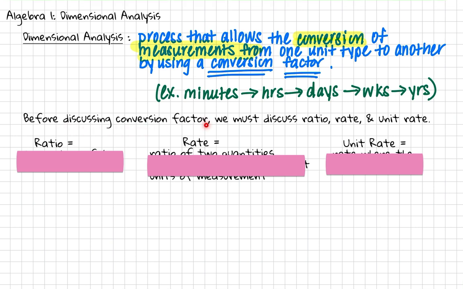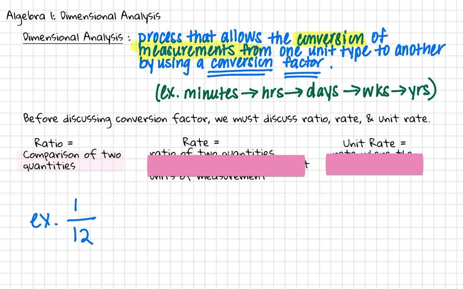Before discussing conversion factor, though, we must discuss ratio, rate, and unit rate. So a ratio is a comparison of two quantities. And I'll write an example. I'm going to put 1 over 12. We have two quantities and we're comparing them to each other.